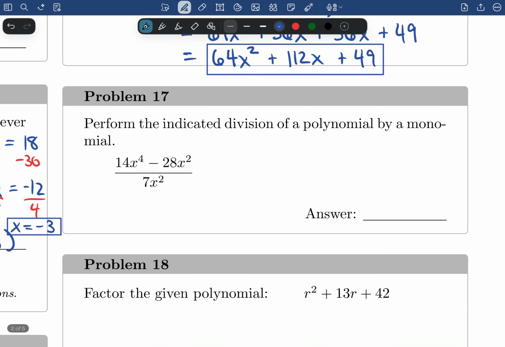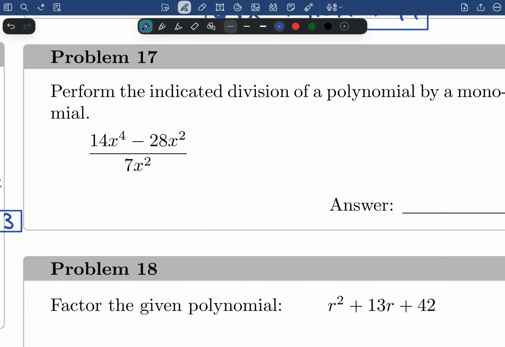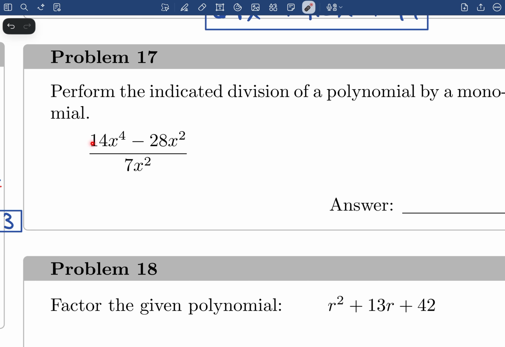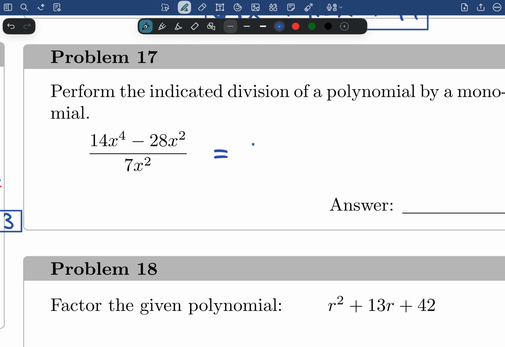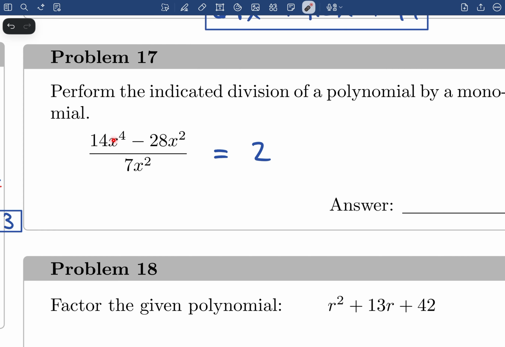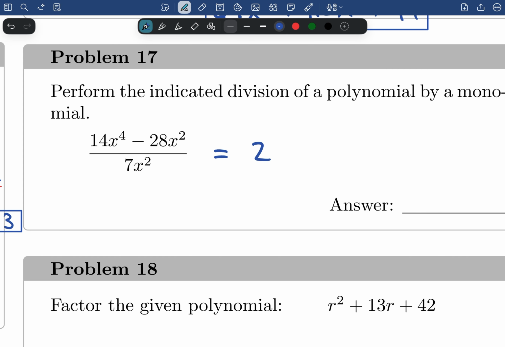Problem 17, perform the indicated division of a polynomial by a monomial. All right. When I take a polynomial like this binomial divided by a monomial, I take one term at a time out of the top and divide out that bottom piece. So let's start with the first term, 14x to the fourth, and divide by 7x squared. So 14 divided by 7 is 2. And x to the fourth divided by x squared is x squared.